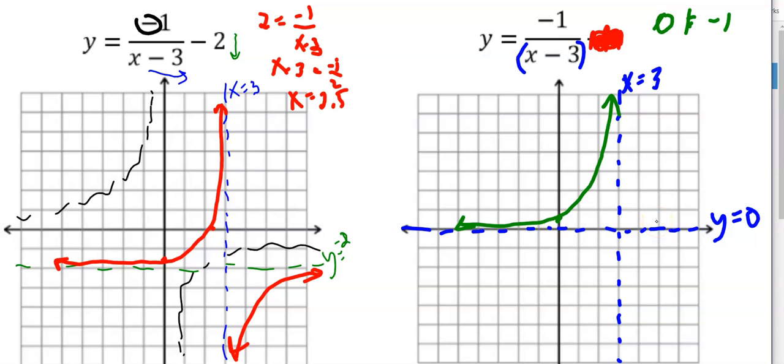So you could plot a point here. Sometimes it's good to plot a point. Let me show you how to do that. So if you plug in, say, x is 4, what is the corresponding y value? So that would be negative 1 over 1, which is negative 1. So 4 comma negative 1 is right about there. So I know the graph goes through that point. So it kind of looks like that. It's kind of contained within those asymptotes.